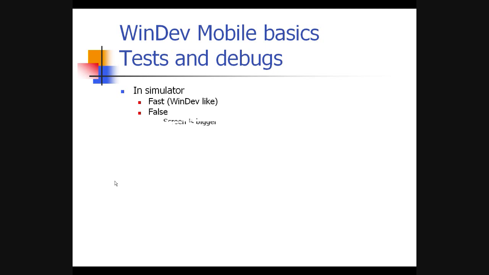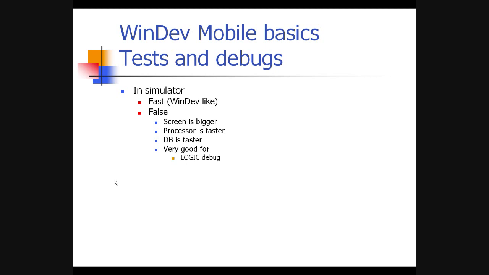Your simulator has a bigger screen. It has a processor that is your PC processor, which is much faster than the processor on the device. The database is faster also. It's on your PC again, and all this makes this testing in the simulator very good for the logic of your application.